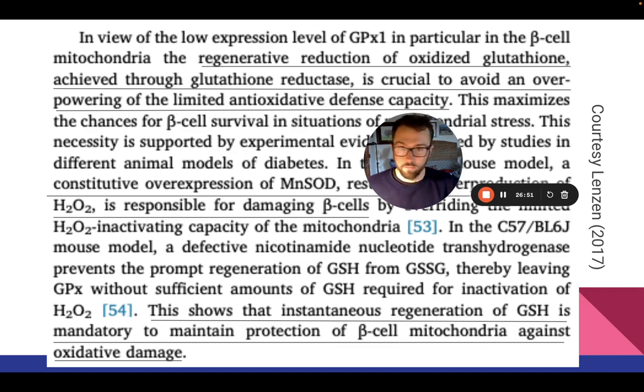So again, more mechanisms, right? We've got too much ROS. If you introduce too much ROS, beta cell dysfunction. If you take away the cell's ability to manage ROS, beta cell dysfunction. Okay.